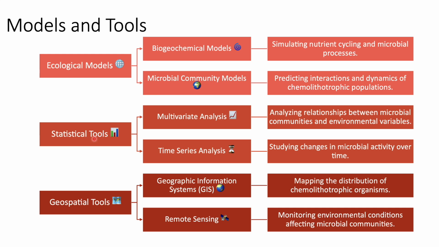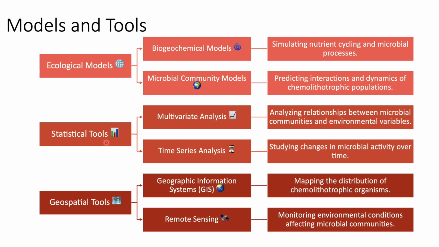So what are the different models? One is the ecological model, and we can also use statistical tools to understand that, and the geospatial tools to locate where they are. So the ecological models include biogeochemical models and microbial community models. In the biogeochemical model, we can simulate the nutrient cycling and microbial process. In the microbial community model, we can predict the interactions and dynamics of chemolithotroph populations.